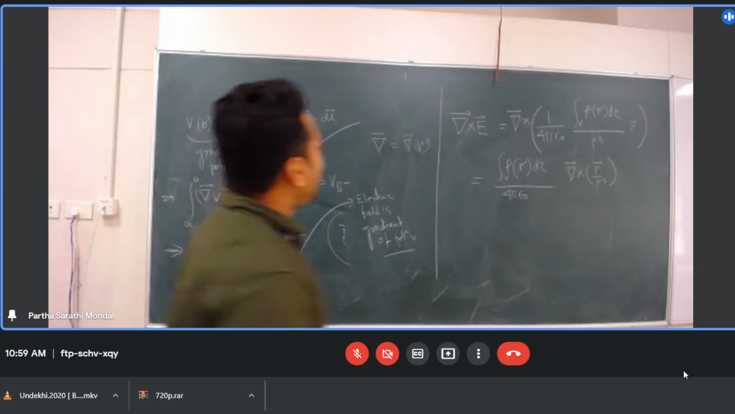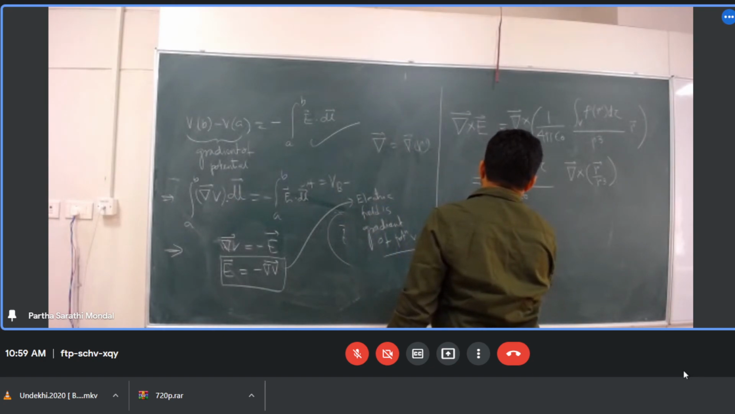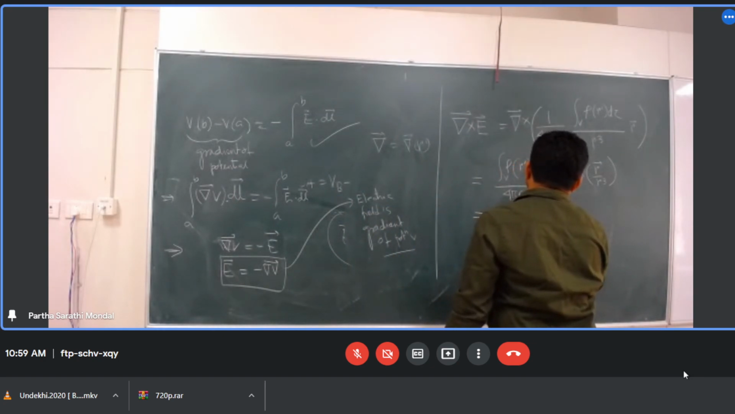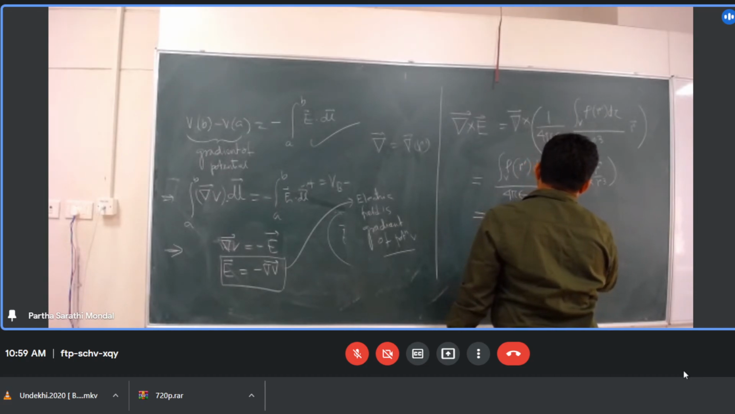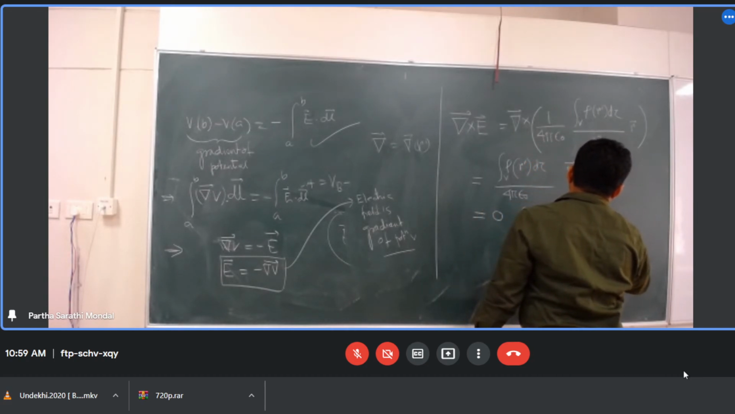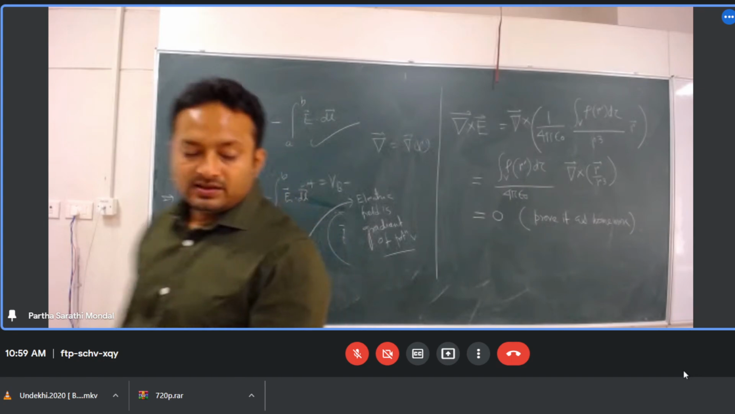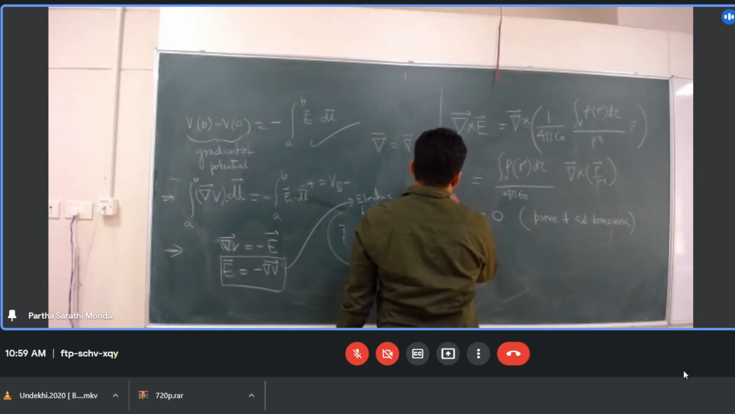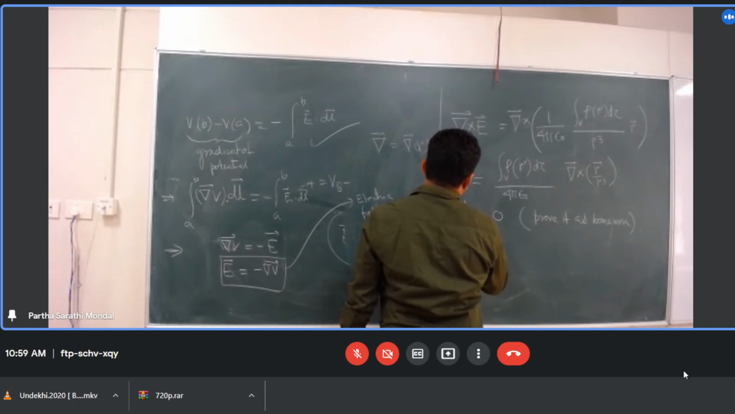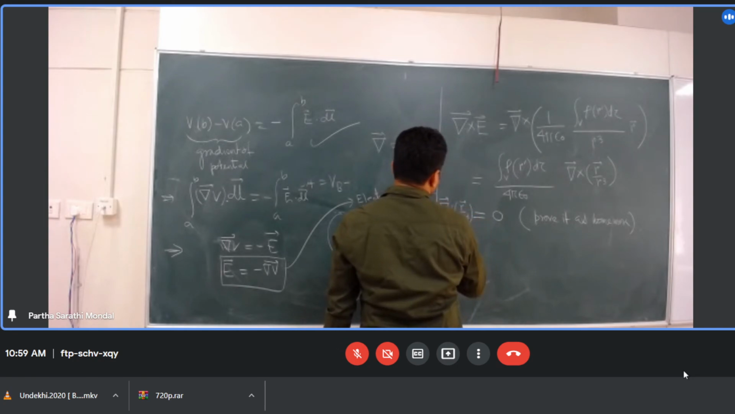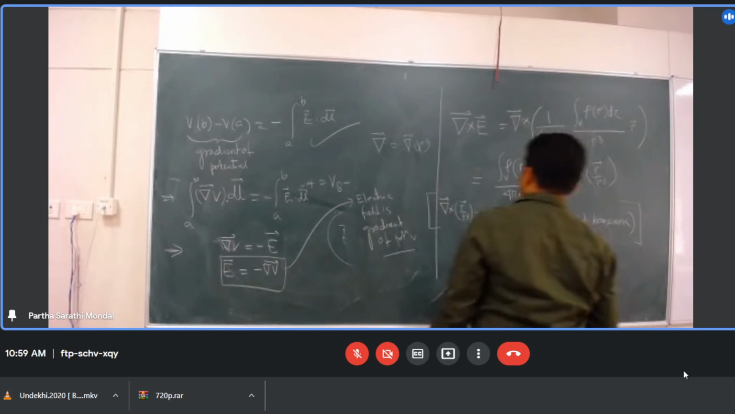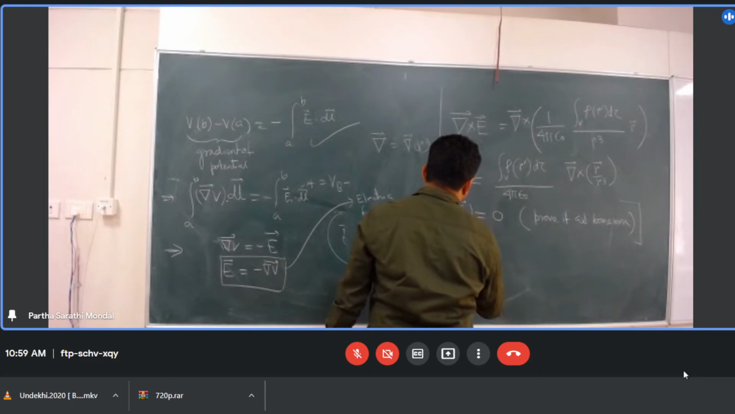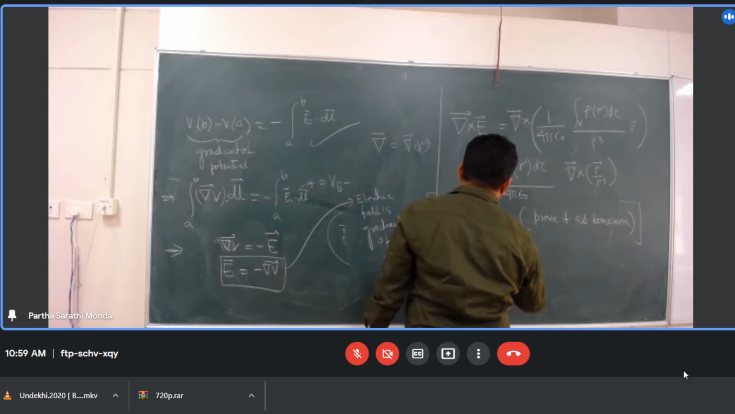ठीक है? ये एक्चुअली देता है 0. ये you have to prove it. Prove it as homework. कर सकते हैं ना? Curl of r̂ by r², but we have to prove it as homework. It's not a big deal. So that means what do you have got here? The curl of E मतलब equal to 0. तो इलेक्ट्रिक फील्ड का कर्ल 0 है.